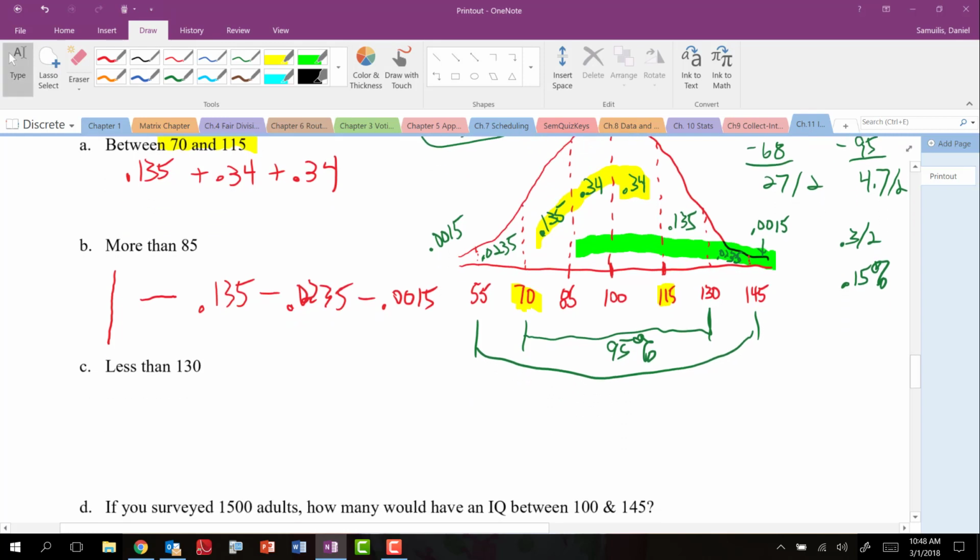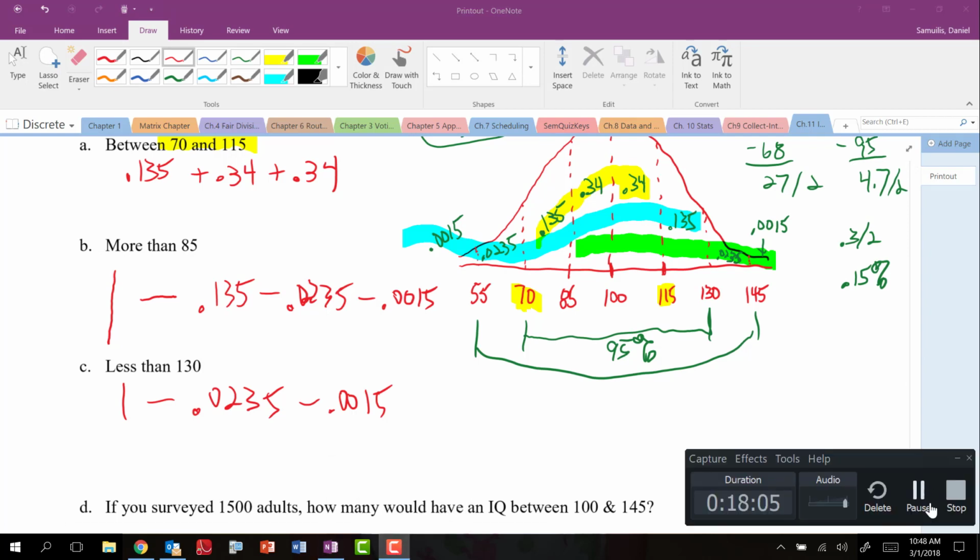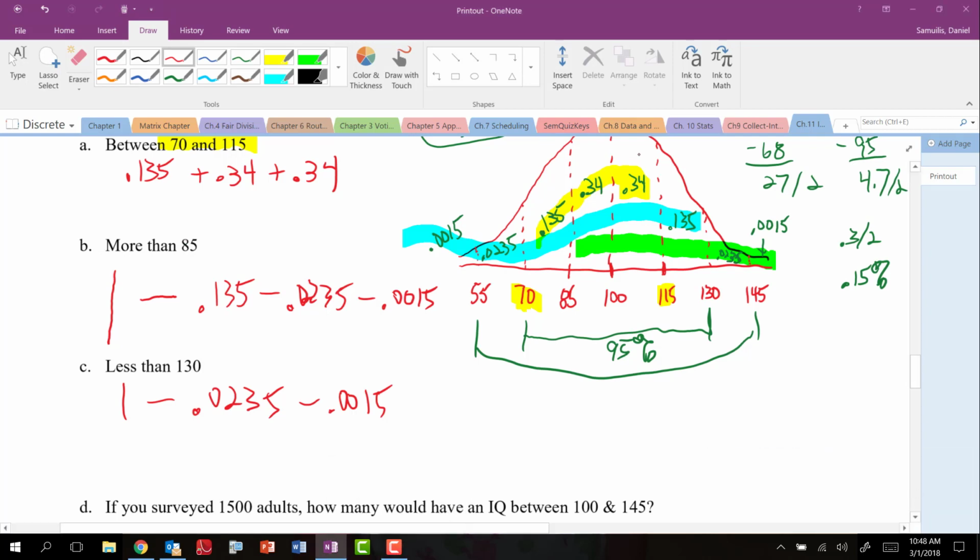Less than 130? Well, less than 130 is all this that I'm coloring in blue, correct? Is there something better than that? 1 minus. I didn't make a mistake in the top one, did I? More than 85. I think I made a mistake last hour. Oh well, no one said anything. Somebody said for more than 85, I could have done 50 plus 34. Correct.